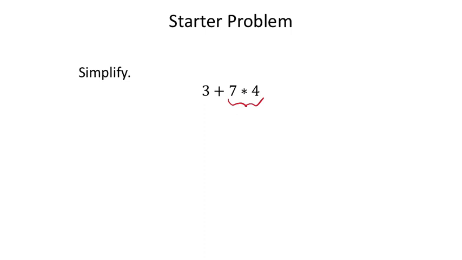7 groups of 4, 7 times 4 would be 28. Now the problem would read 3 plus 28, which when we add, we would get 3 plus 8 is 11, but carry the 1 makes that 31. And that would be simplifying the original problem.